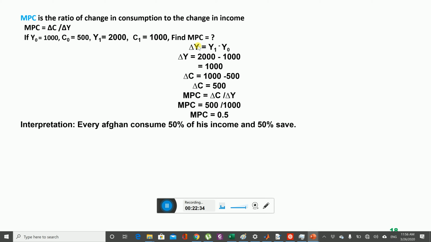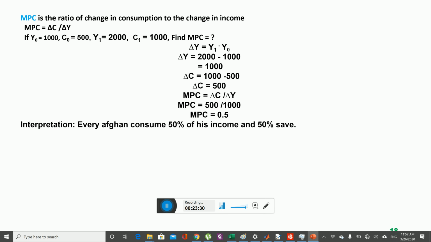So we find the change in national income, delta Y, where delta is for change. I am calculating how much income changed: Y1 minus Y0. We subtract the first national income, $1,000 billion, from the second national income, $2,000 billion. So 2,000 minus 1,000 is equal to 1,000. It means the national income changed by $1,000 billion. Now we calculate the change in consumption. The change in consumption is the second consumption C1, $1,000 billion, minus the first consumption C0, $500 billion. So when we subtract, we find the change delta C, $500 billion.